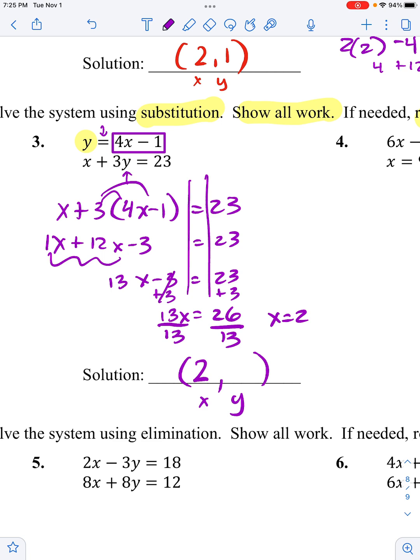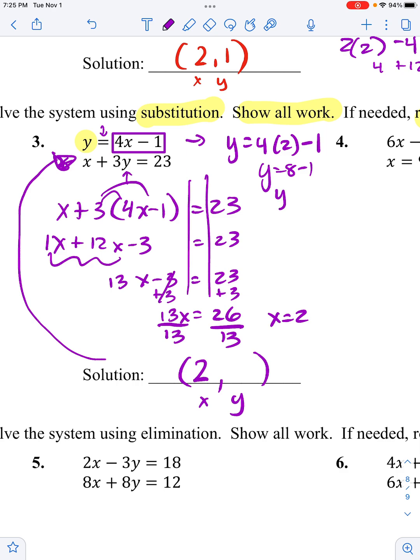Now you need to go back up here and use one of these to find the y. Well, since the top one says y will equal 4 times whatever you just got for x minus 1, that's the easiest one. So that's 8 minus 1 or 7.